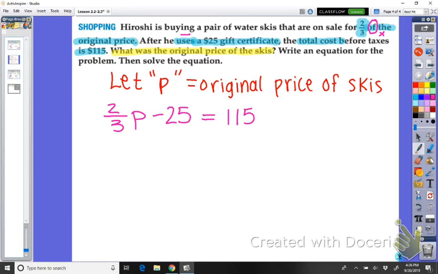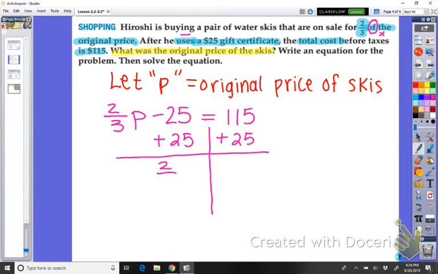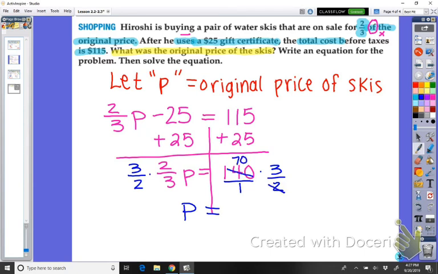So this is going to be a two-step equation now. The first step to undo the subtraction of 25 is to add 25 to both sides. You get 2/3 P equals 140. To get rid of the fraction, we're going to multiply by the reciprocal, 3/2. Again, you can put 140 over 1 if that helps you. And P equals, so 2 goes into 140 70 times. Now you have 70 times 3, which is 210.